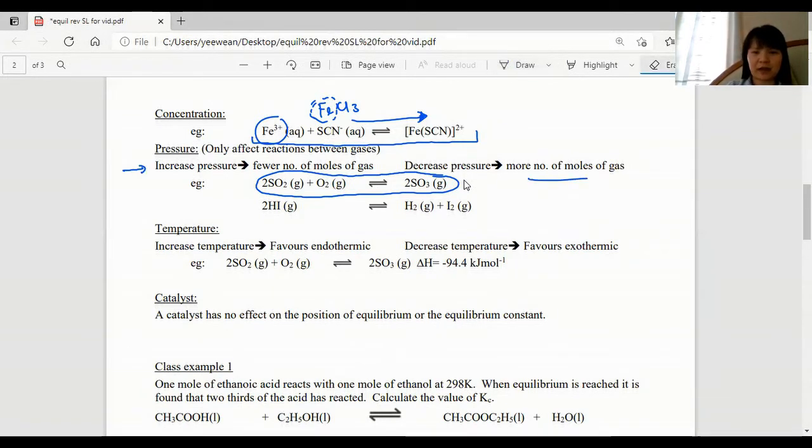So for example, if that SO2 and oxygen and SO3 is already at equilibrium, if I were to increase the pressure, it will try to go to the side where there's fewer moles of gas. So it will shift to the right because there's 2 moles of gas on the right and there are 3 moles of gas on the left.